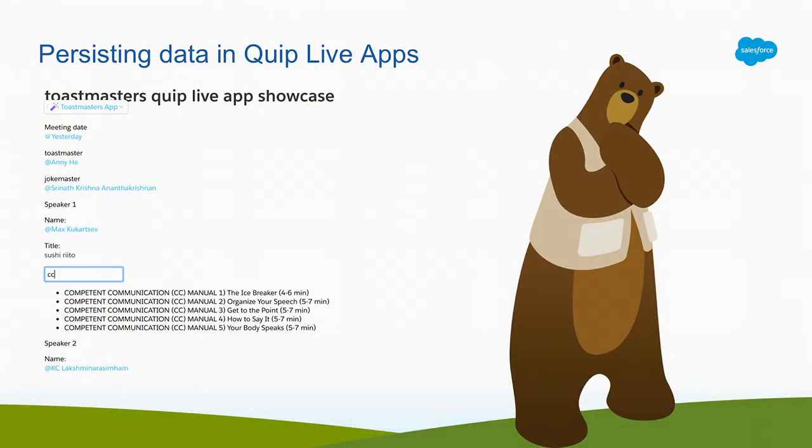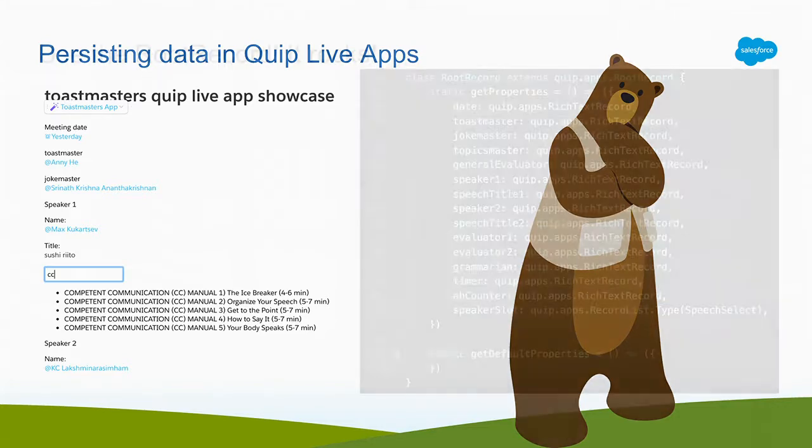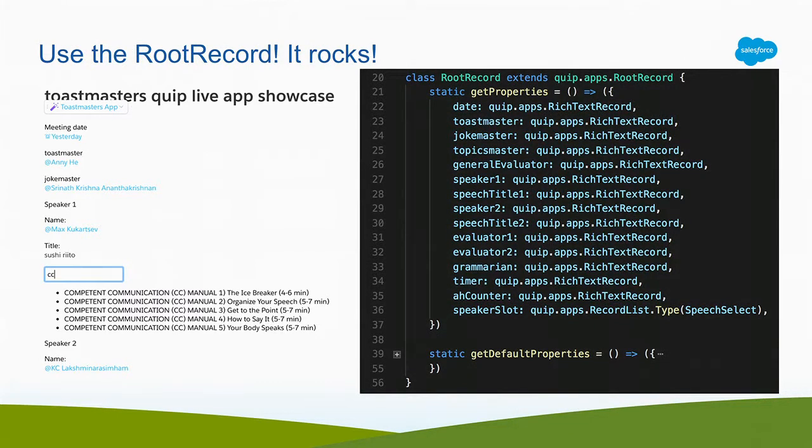Processing data in Quip apps is so easy because every Quip app has something called a root record. How you use that is, for example, for our app, you notice that every field in the root record maps to a record in the UI. So date maps to date, and Toastmaster maps to Toastmaster. That's all you need to do. This is so easy. If you're just editing one single field, and that field is a string, this is all you need to do to have that field persisted in a Quip Live App. It's just like magic.